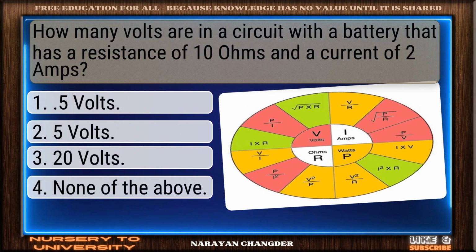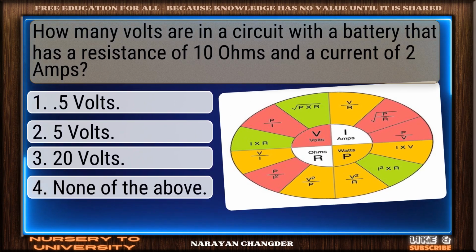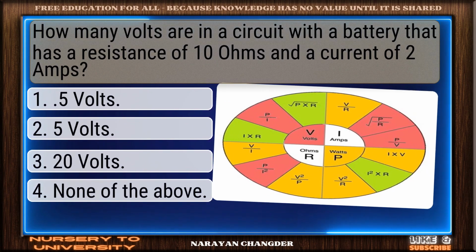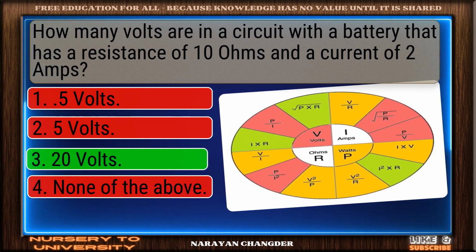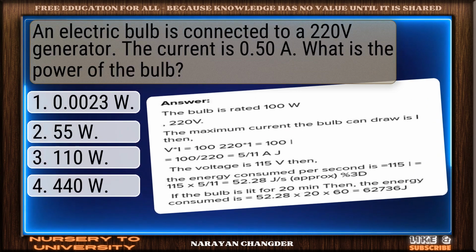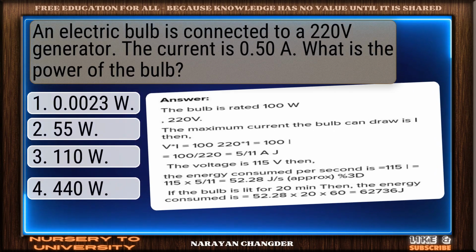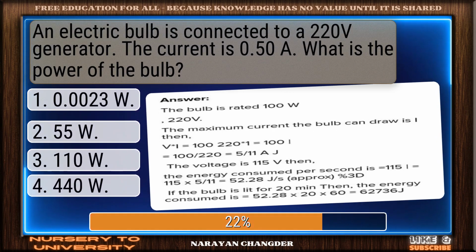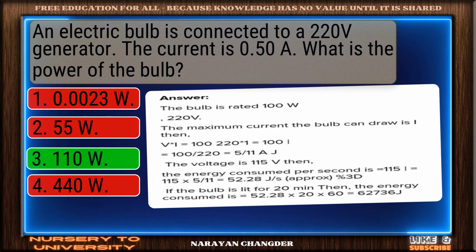How many volts are in a circuit with a battery that has a resistance of 10 ohms and a current of 2 amps? On track, 20 volts is correct. An electric bulb is connected to a 220V generator. The current is 0.5 A. What is the power of the bulb? You chose 110 volt, correct?